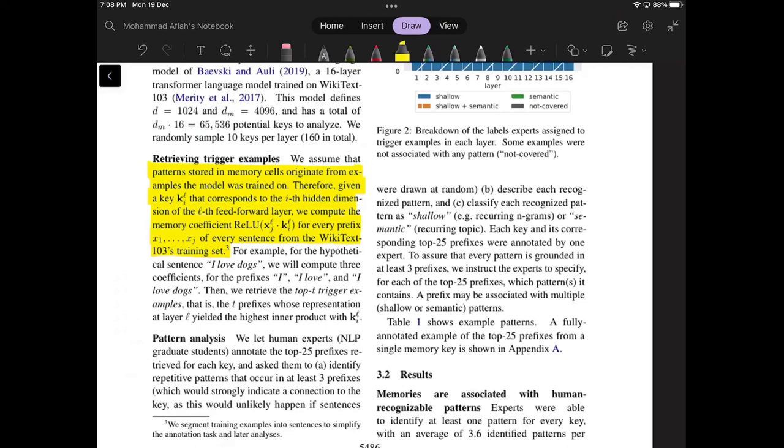Alright. So what they're trying to do is find which pattern triggers which dimension in which layer. They're doing this for every sentence in the training set. Suppose they have the example I love dogs, they'll find every possible prefix which can be generated from this. So it can be I, I love, and I love dogs. Then they pass it through the network, and they compute the memory coefficient for the prefix. The memory coefficient, as we saw, was just this.